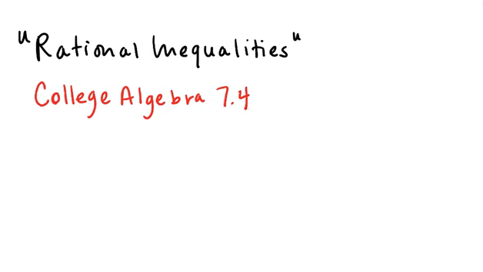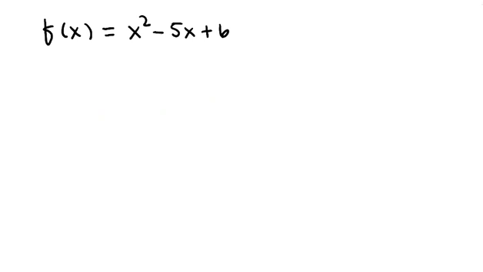Alright, what's up guys? In this video I'm going to be talking about rational inequalities, and this is the fourth lesson in the 7th unit of College Algebra. And before we talk about rational inequalities, first I want to just talk about making a number line and determining whether a function is positive or negative over certain intervals.